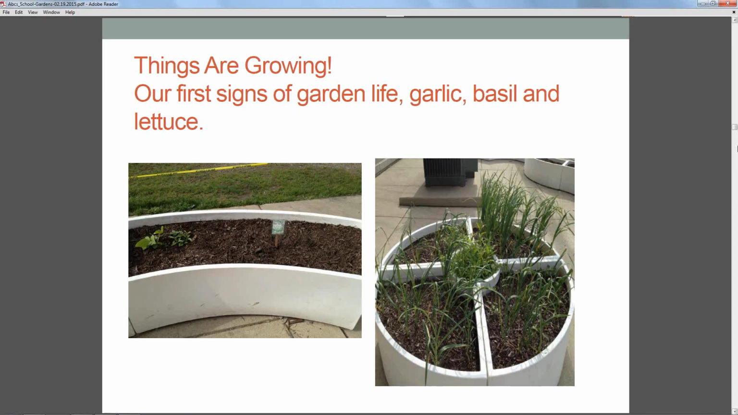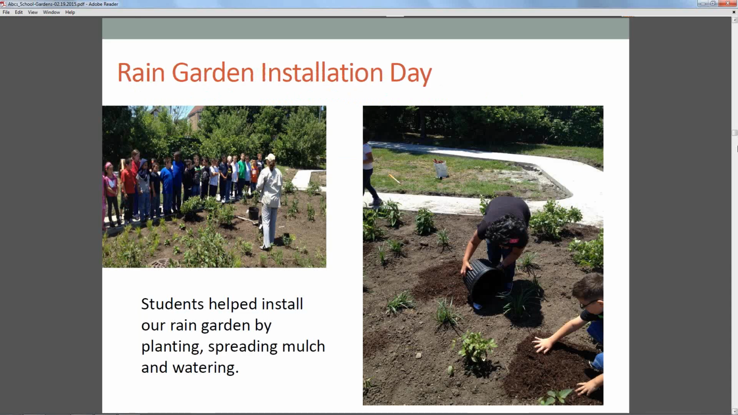And then out of those raised beds, we did some planting in the fall. So we did some planting of garlic, so that right away in the spring, kids were seeing things growing, a great motivator. Next slide, please.